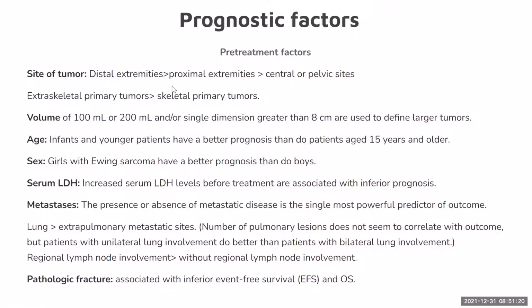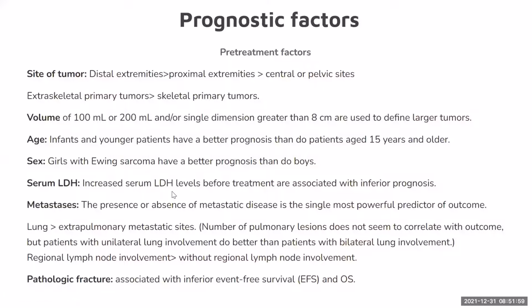Distal tumors do better than the proximal tumors, than the central sites, because in central sites surgery is not easily feasible. Extraskeletal primary tumors have a better prognosis. As I told you, even skin has a 90% 5-year outcome compared to the skeletal. A volume of around 100 to 200 ml has been arbitrarily assigned in various trials, and those who have a volume of less than 100 or 200 ml or a diameter less than 8 centimeters do better compared to the larger tumors. Children do better than the older population, more than 50 years compared to more than 15 years of age. Females do better than males.